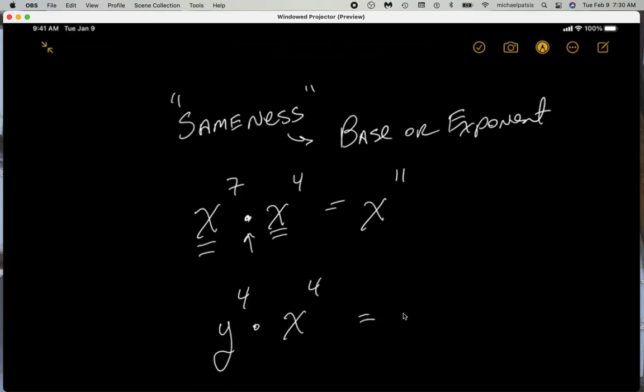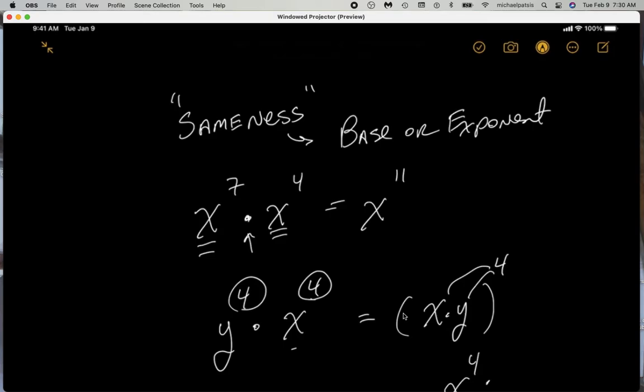Okay, here we have a situation, different bases, but same exponents. That means you can put x and y in parentheses and pull out the exponent. And the power rule will apply to both of these factors and give you x to the 4th, y to the 4th, which is what you start out with. Look for sameness.